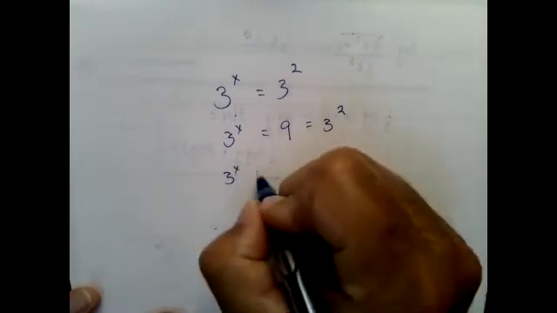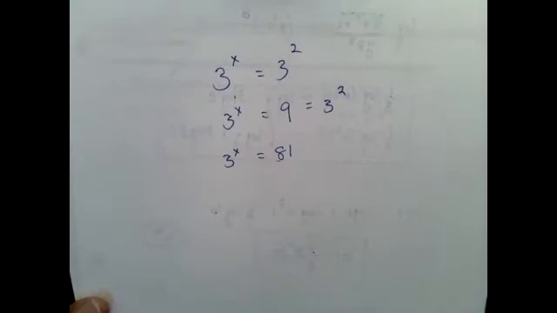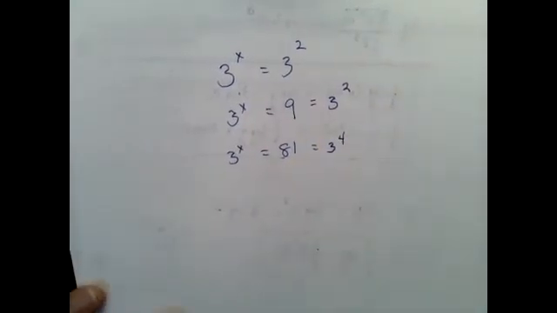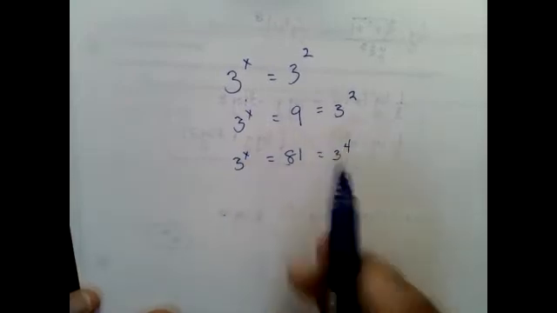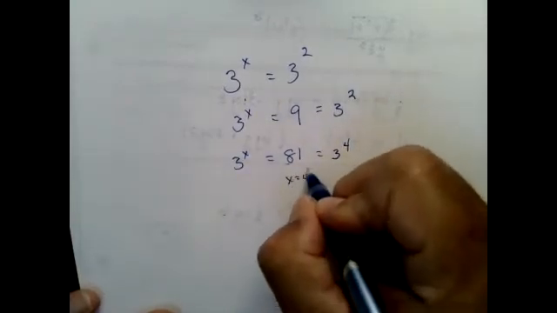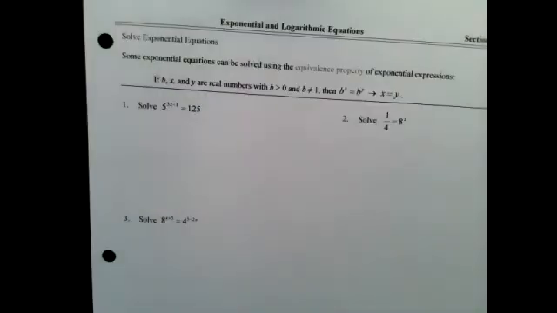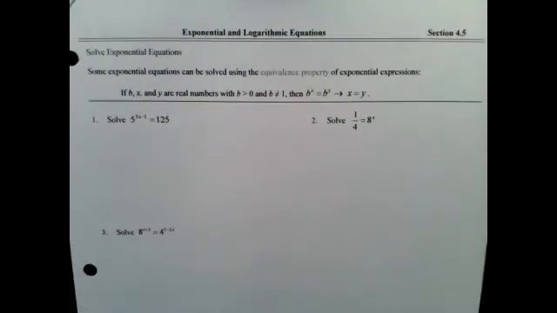3 to the x equals 81. x equals 4. Yeah. So as long as the bases are the same, I'm allowed to set the exponents equal to each other. x would in fact equal 4. All right. So that's going to be a starting building block for what we're going to do today. If I can get the bases the same, the exponents can be set equal to each other.